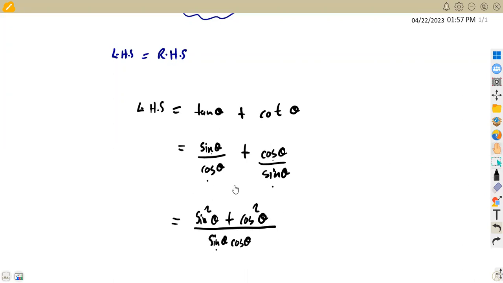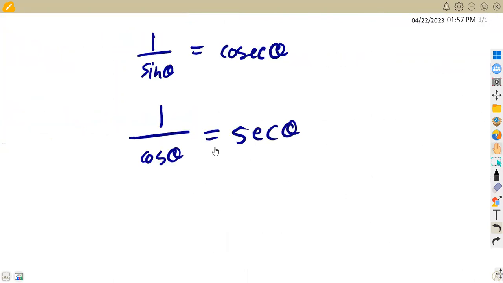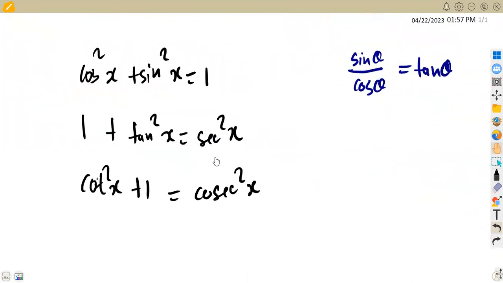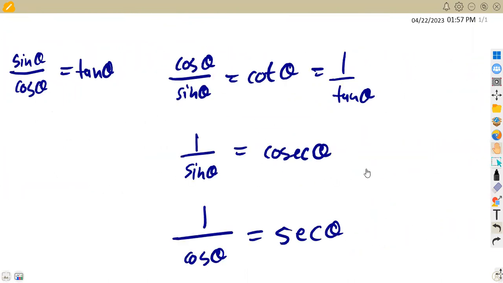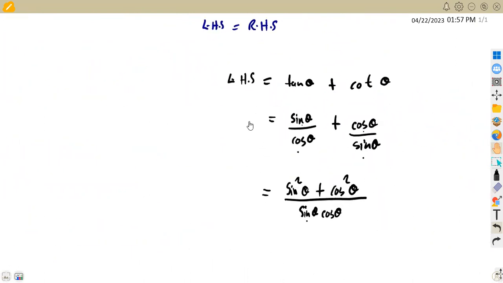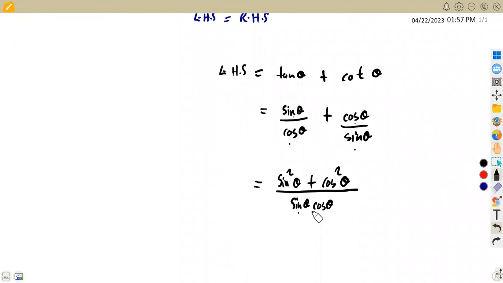But remembering that we talked about cos squared plus sine squared giving us 1 from our Pythagorean identities: cos squared x plus sine squared x is equal to 1. So in place of sine squared plus cos squared, we can replace with 1. This is the same thing as cos squared plus sine squared. So this is going to give us 1 over the sine of theta, cos of theta.